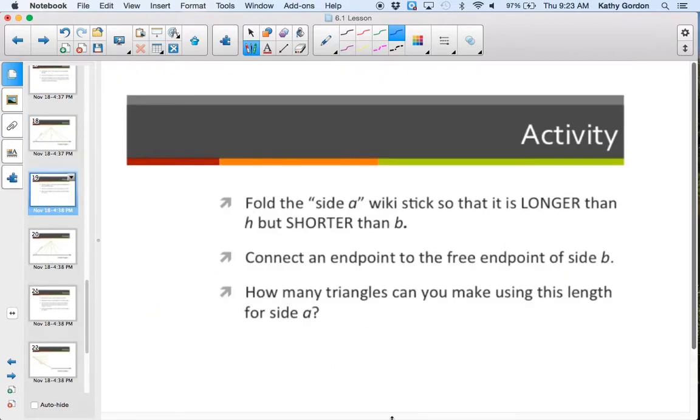take your side A again, and this time I want you to fold it so that it is longer than H, but shorter than B. Okay, so it's got to be in between those two. Longer than H, but shorter than B. And then connect that to your free side and see how many triangles you can make with that one.